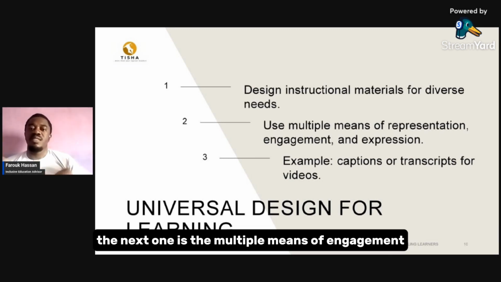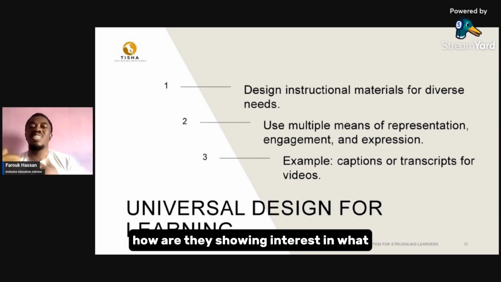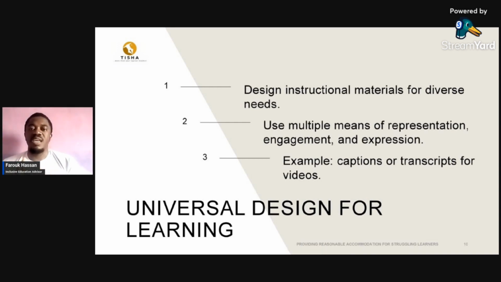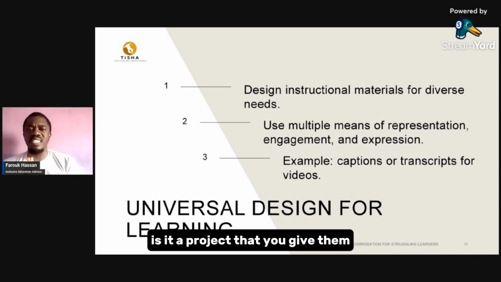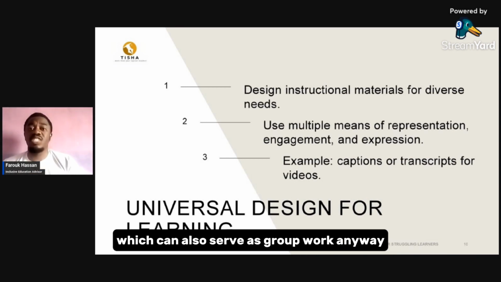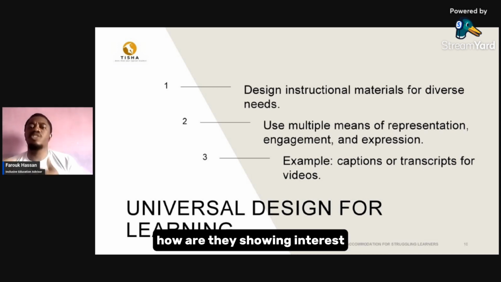Good. The next one is the multiple means of engagement. How are your students engaging in your classroom? How are they showing interest in what you're teaching them? Are they doing it in form of group work? Is it a project that you gave them, which can also serve as group work anyway? Is it an individual work? How are they showing interest?